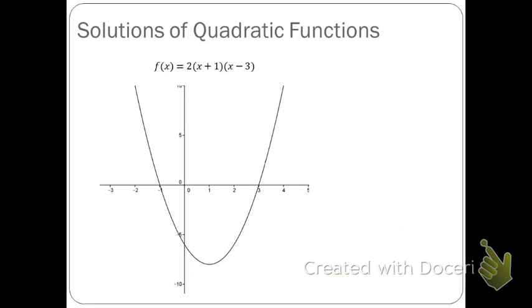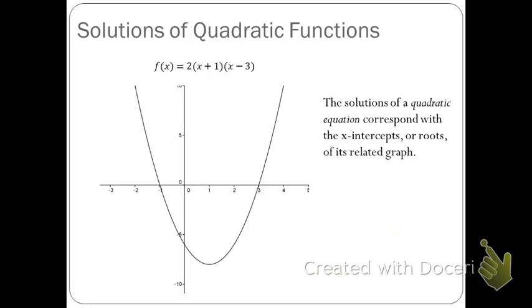When you're trying to solve a quadratic function, you need to understand how the solution that you find relates to the graph. I've given you an equation of a quadratic function. It's written in factor form, but it's still a quadratic function's equation. And then I showed you the graph along with it. I want you to read this. The solutions of a quadratic equation correspond with the x-intercepts, or the roots of its related graph.